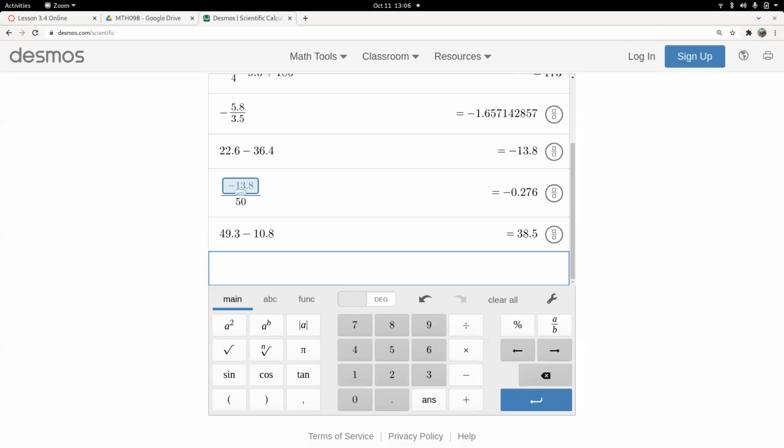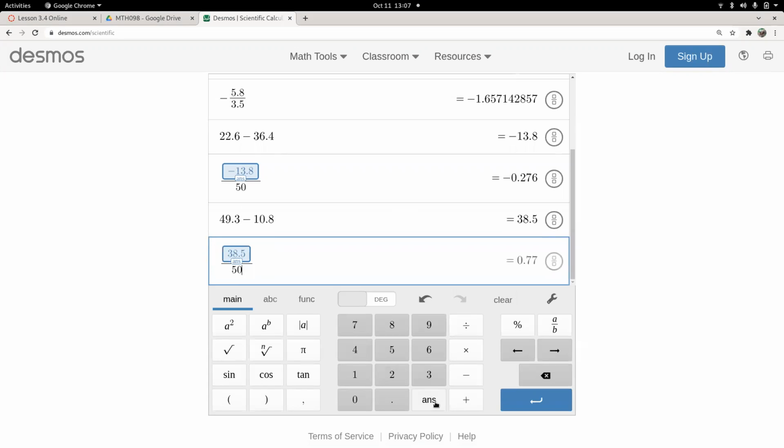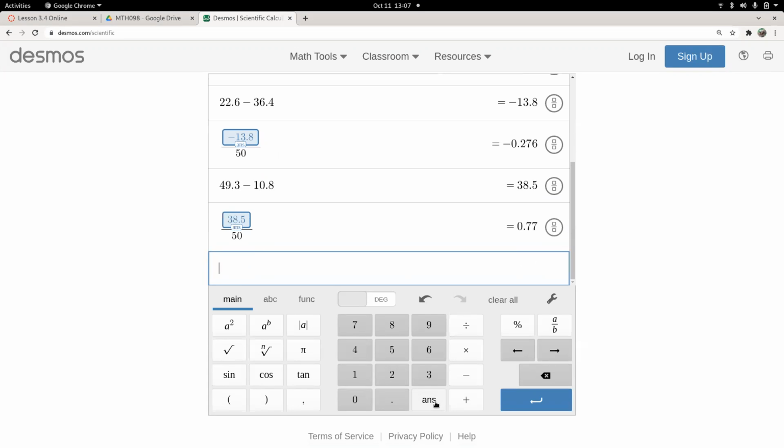So for the soft drink soda in the future, after 1950, it was 49.3. In the past, it was 10.8. So we always do future minus past. So that's the order of the subtraction there. And 50 years went by. So I can just take that previous answer, divide it by 50. Now I could have done that in one calculation.